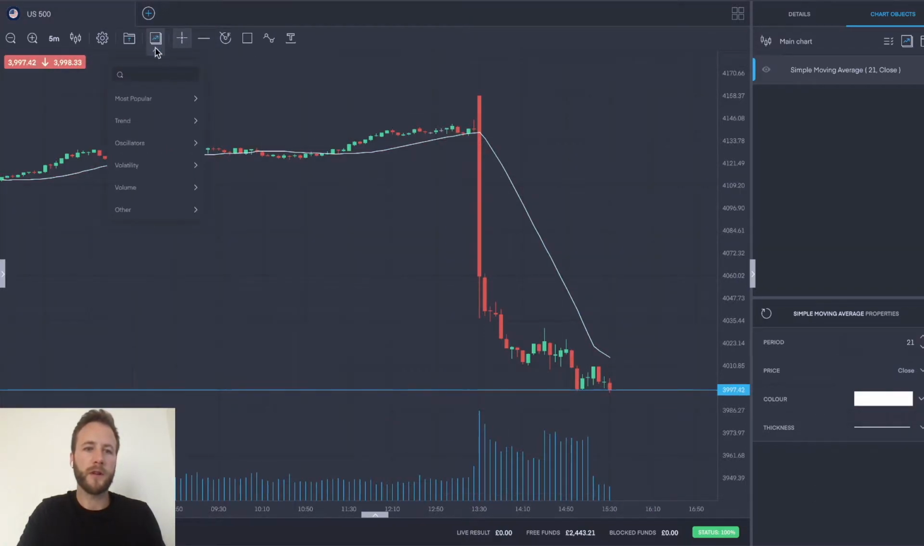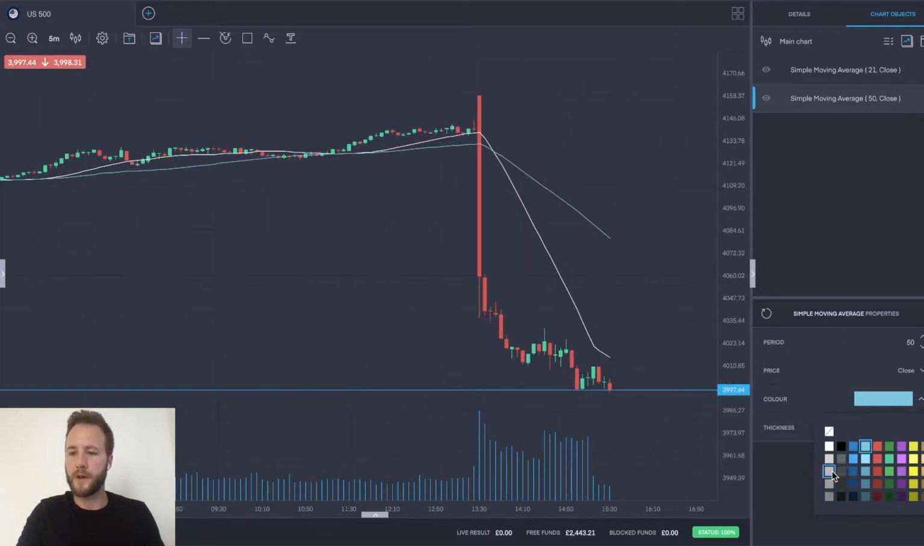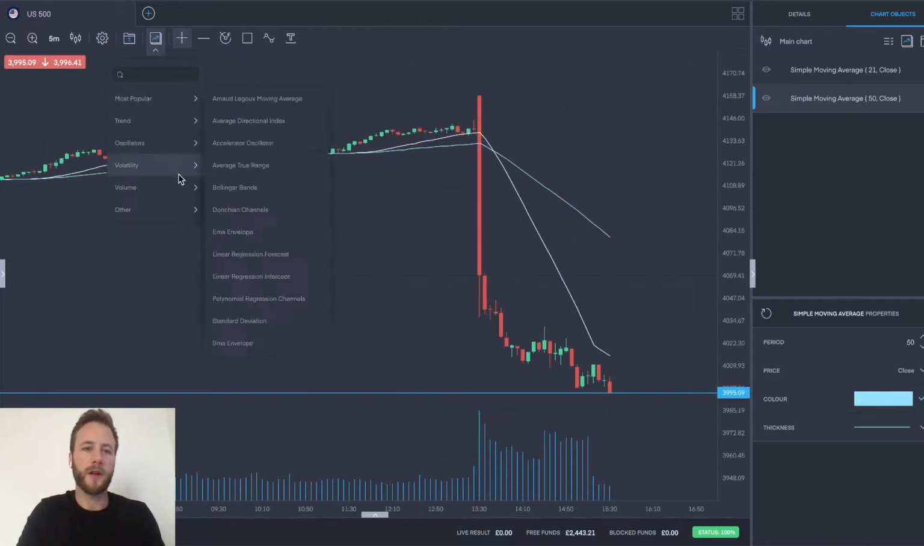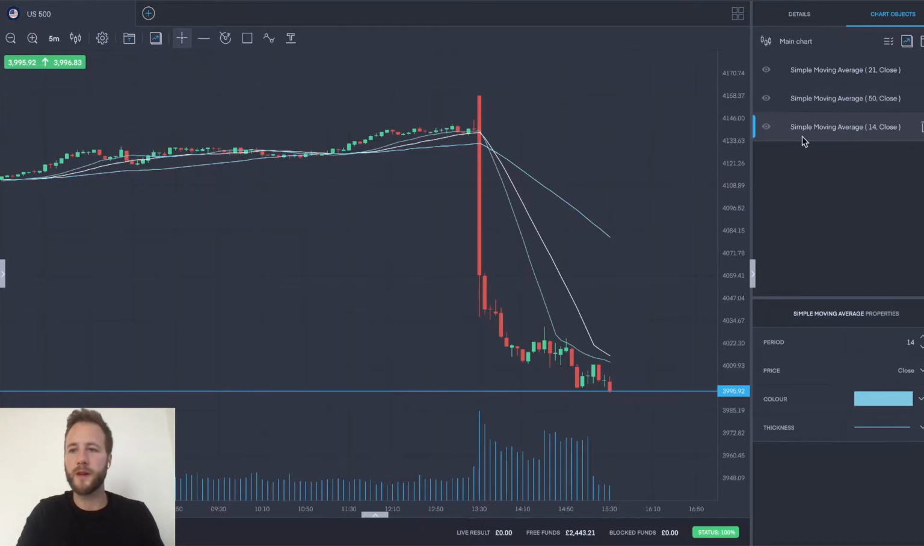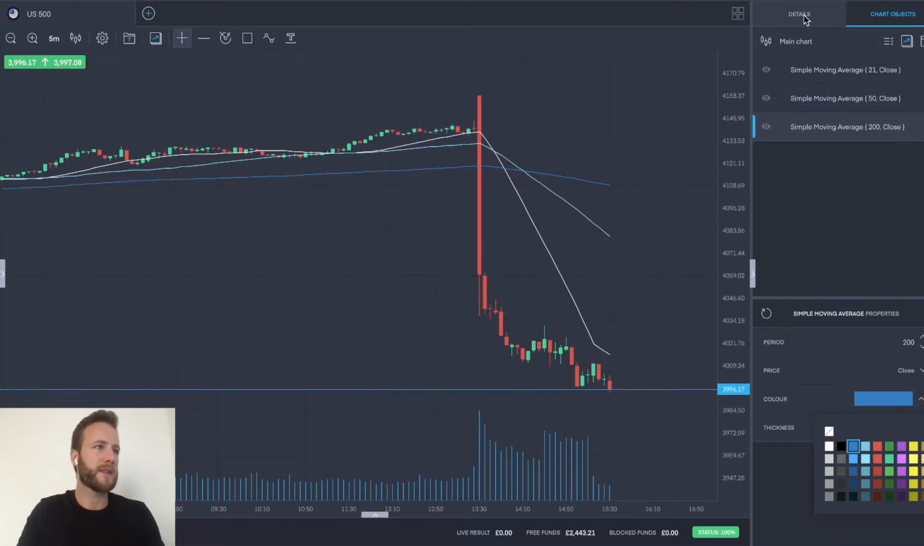And then I'll create another one, simple moving average, make that 50, there we are, and I'll go ahead and make that blue. Then I'll create another line, simple moving average, and this one would be 200, and I'll make that a darker blue, I guess. Yeah, that'll do. You should be able to see that on the stream.